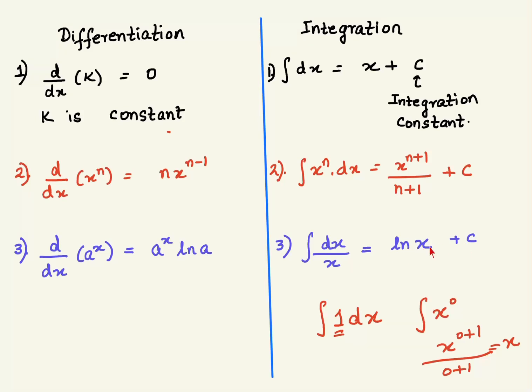What is this natural log? You must have heard about logarithm, the natural log. Logarithm is usually to the base 10. When we say natural log, that means it is to the base constant e.